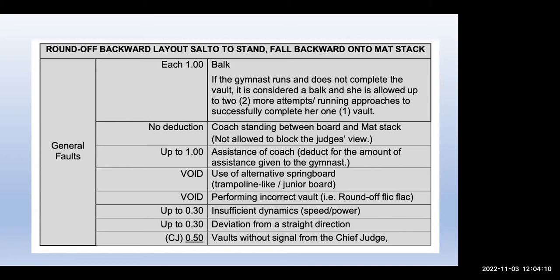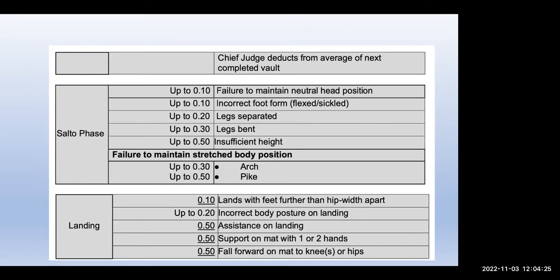We have dynamics, just like we do in our code of points, up to 3, direction up to 3, and vaulting without the signal of the chief judge. So those are very similar to what we're used to. So we have a couple other things in the salto phase. Because they're just doing a layout salto, we're looking for that, remember, form, technique, and height. So we want the head neutral, up to 1, feet pointed, not flexed, up to 1, legs apart, up to 2, legs bent, up to 3, height is up to 5. Those are all very similar deductions to our code of points.